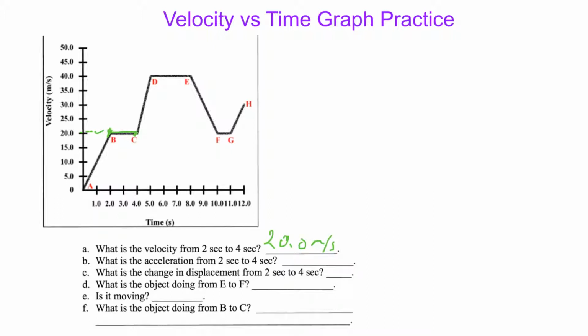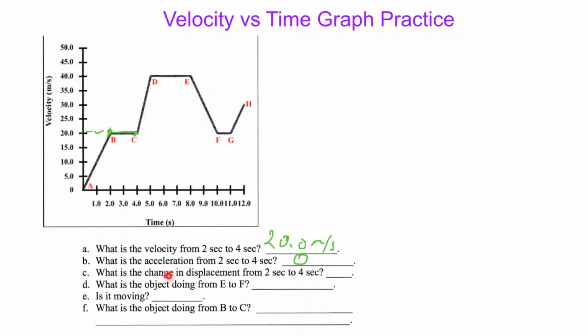Alright, next question. What is the acceleration from 2 to 4 seconds? Good. That one was 0. Remember, it's the change in velocity. Did the velocity change at all along that line? No, it was always 20. So that means the acceleration was 0.